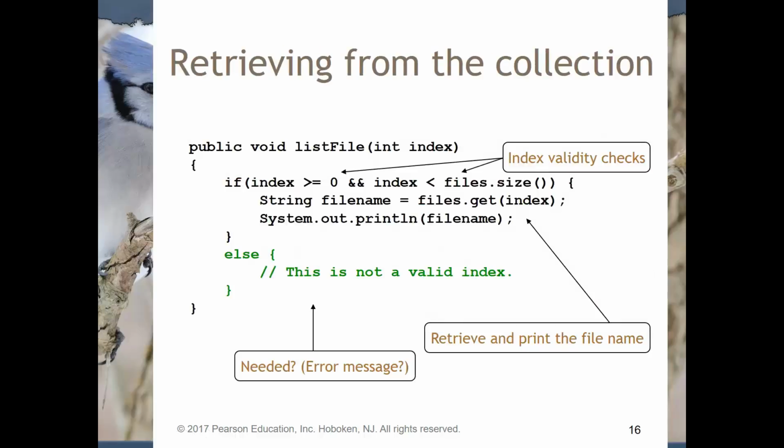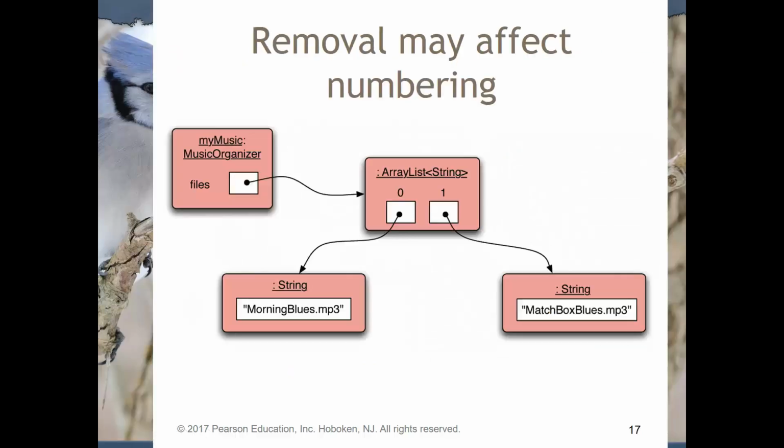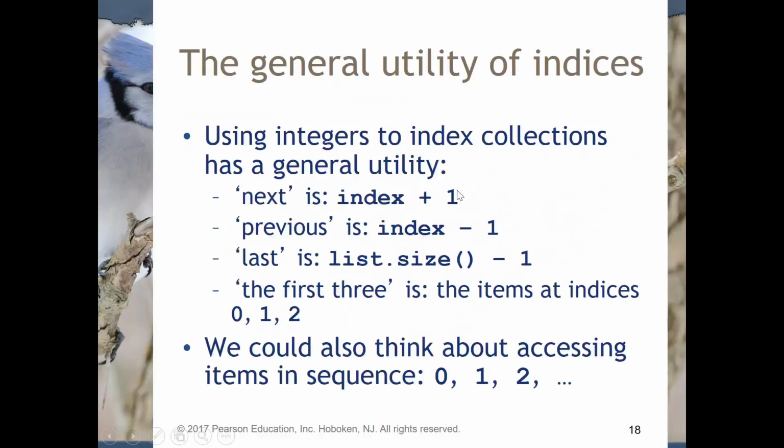Retrieving from a collection. It's as simple as get the index number. So if the index number is greater than 0, this is validity checks, and there's something actually in the index, then allow me to go through. Otherwise, return some kind of error message. Up to you. So in this case, we deleted one. That's what they're showing here. So what would happen? Notice the index numbers at the top. That's a hint for later.